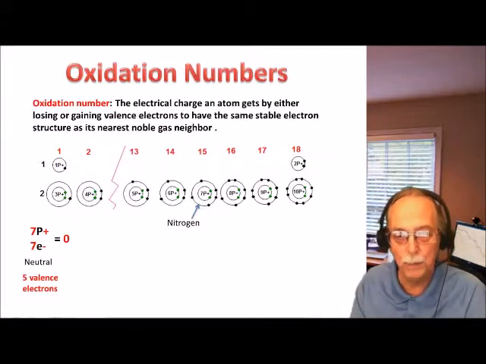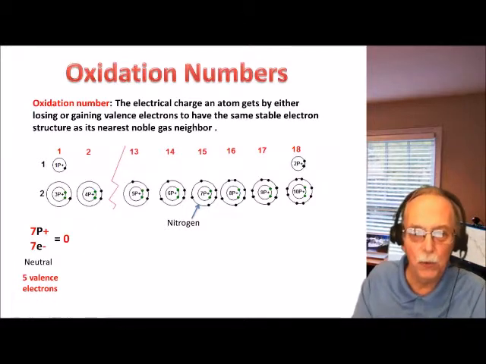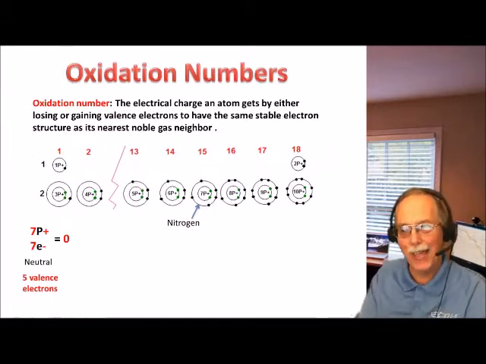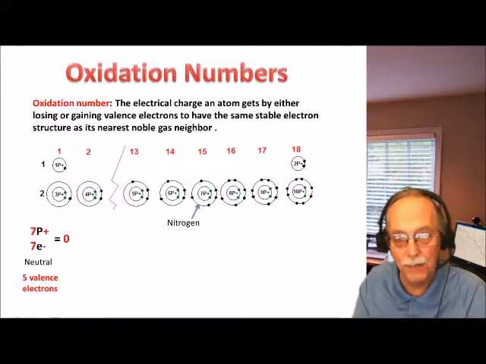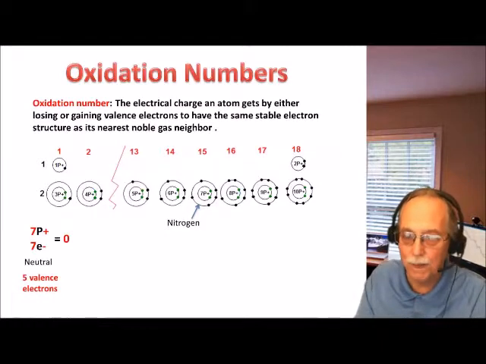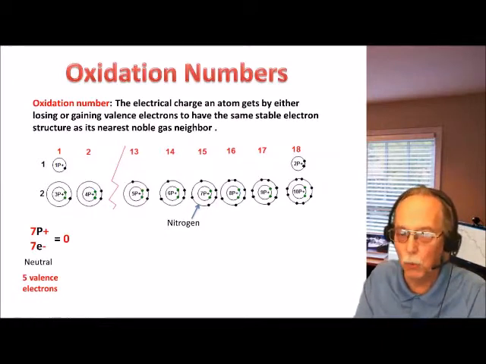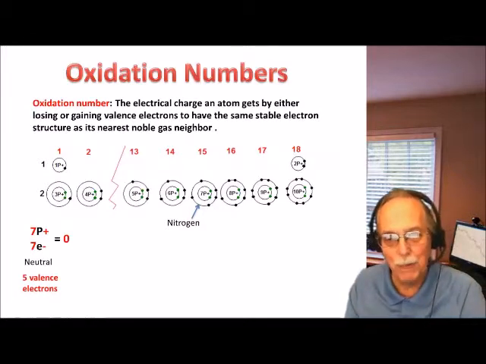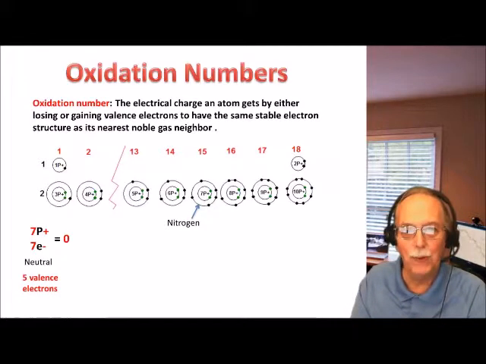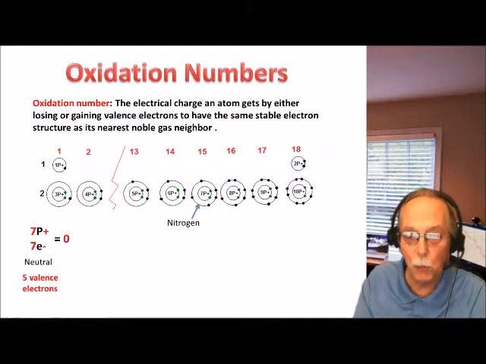So our atom as it sits here is neutral. Now I want you to remember only 5 of those electrons are valence electrons. That's what puts this atom in group 15. See the 5 there? Every atom in group 15 has 5 valence electrons. Every single one of them does. And what we said before is that atoms will try to have the same stable electron structure as their nearest noble gas neighbor.